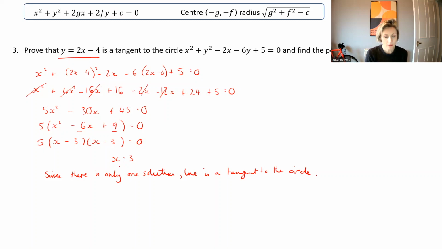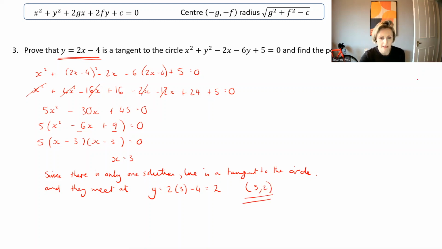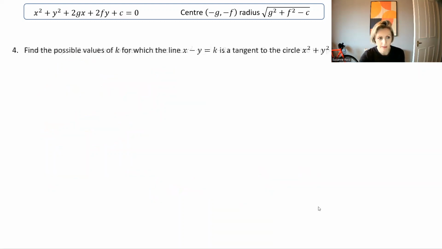And to find where they meet, we know that they meet at 3 across, but we need to use our equation for y to find out where they meet. So y equals 2x minus 4, and we know that x is 3, so 2 threes minus 4. So that's 6 take away 4, so that's 2. And the coordinate they meet at is 3 across and 2 up. And that's answered our question.